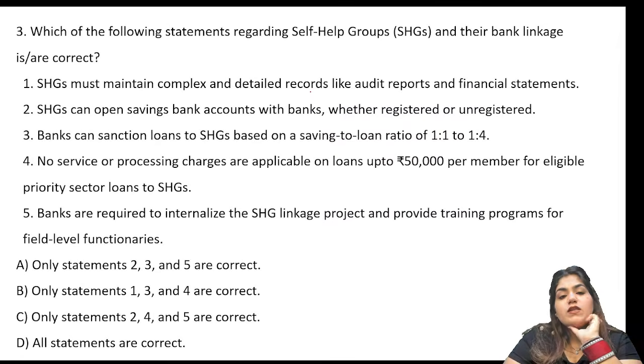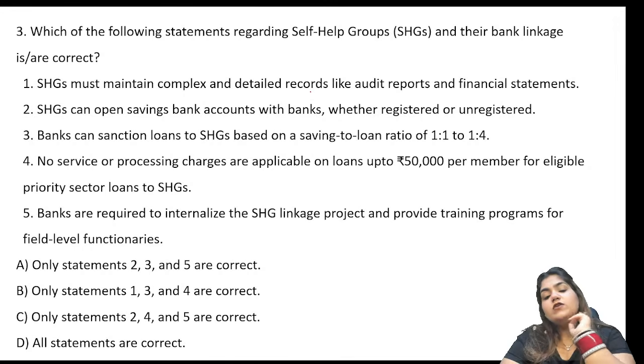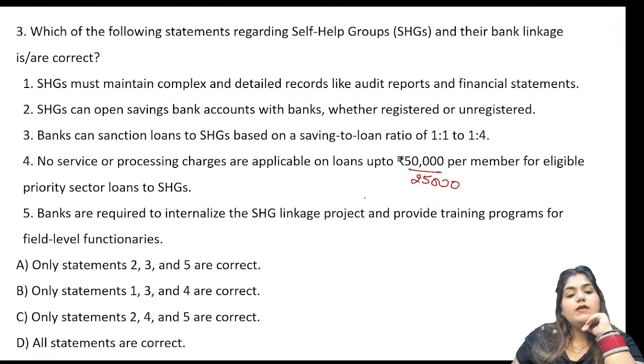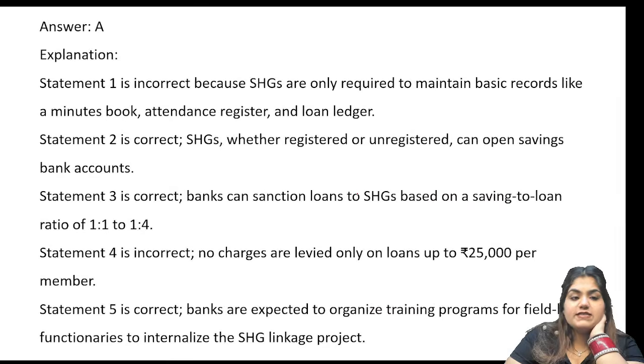Next, which of the following statements regarding self-help groups and their linkage program are correct? Self-help groups maintain complex and detailed records. No, they do not. Savings bank account with banks, registered or non-registered. Correct. Banks can sanction loans at savings to loan ratio 1:1 or 1:4. Yes, correct. No service or processing charges for loans up to 25,000. Above 25,000 there can be. 4th is incorrect. Banks are required to internalize the SHG linkage projects. Yes, they are. 2, 3, 5 are correct. A is the correct answer.